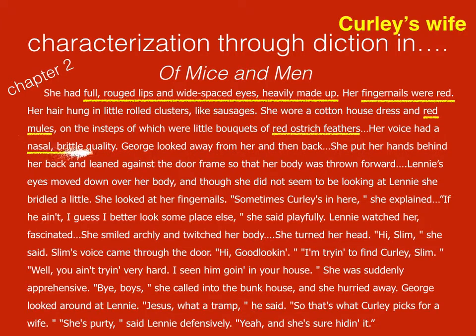Then Steinbeck mentions her voice as being nasal and brittle, almost like it's fake or phony. The word brittle suggests that there's not too much substance behind it. It's almost like she's putting on a voice and being a little fake or ultra feminine.